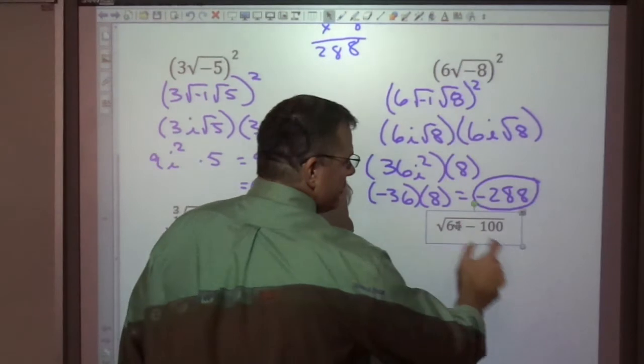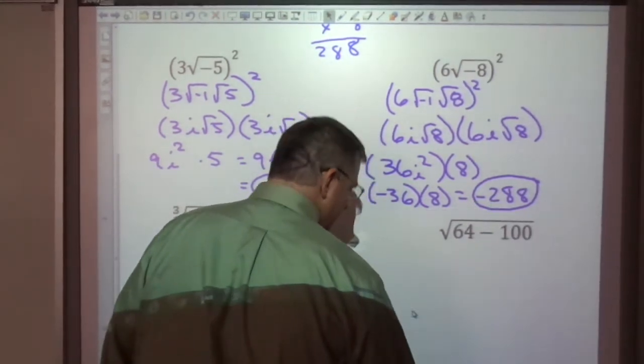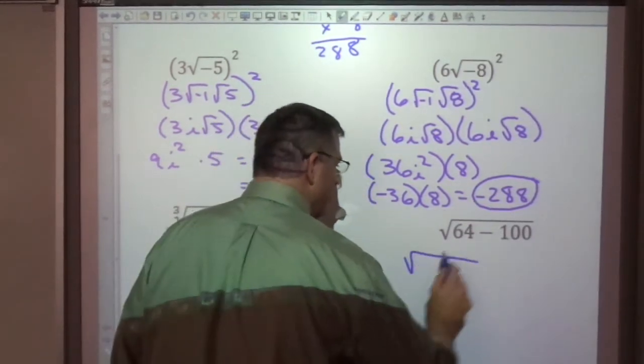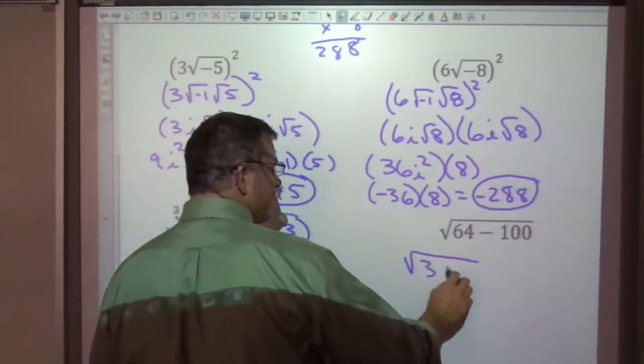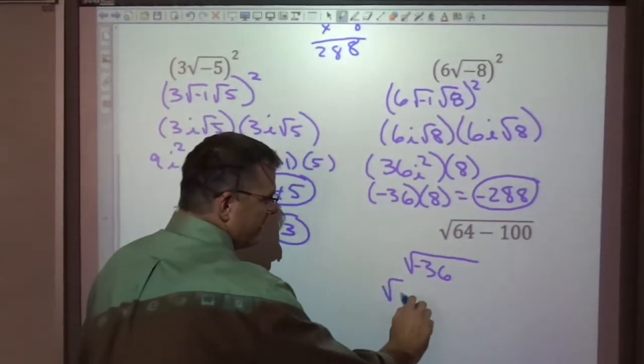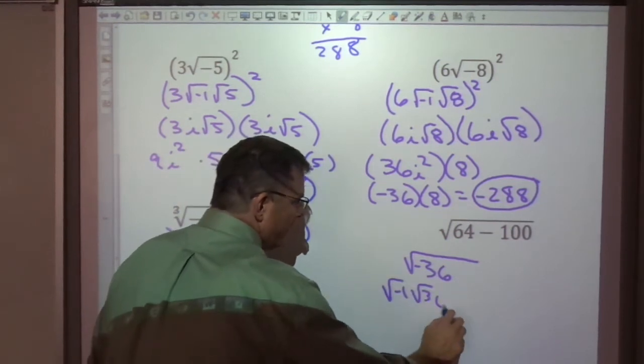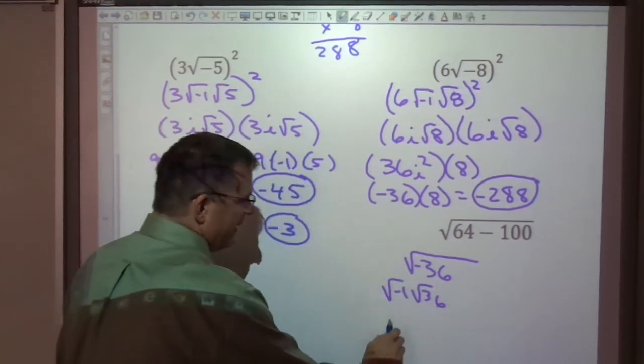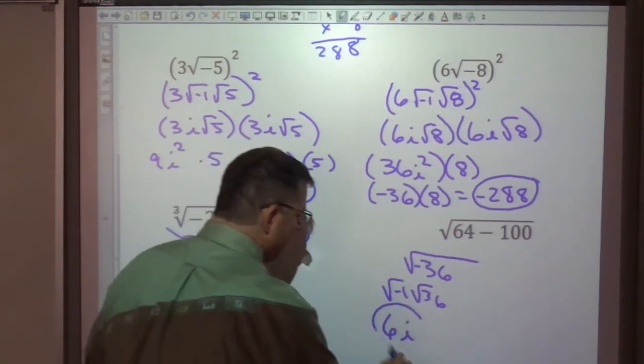In this one, square root of 64 minus 100. Well, that's square root of negative 36. And I know that breaks into negative 1 and positive 36. This is i, that's 6, so we have 6i.